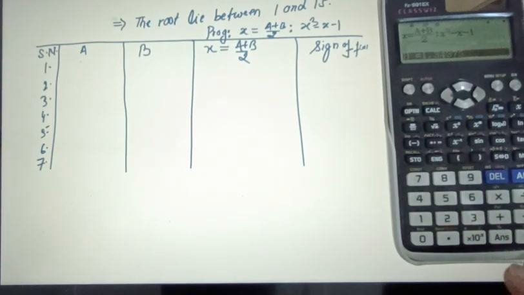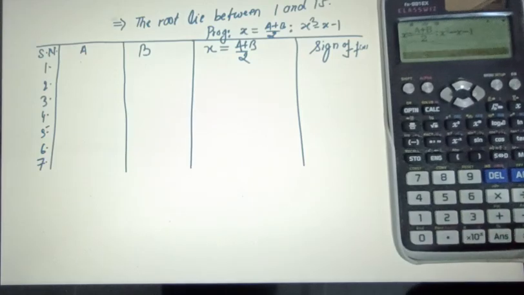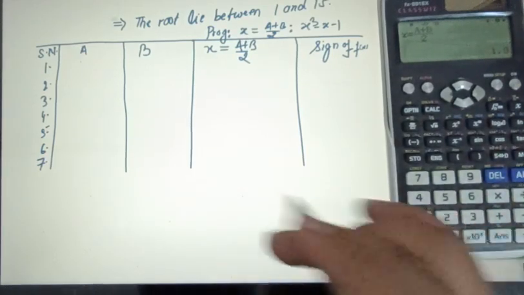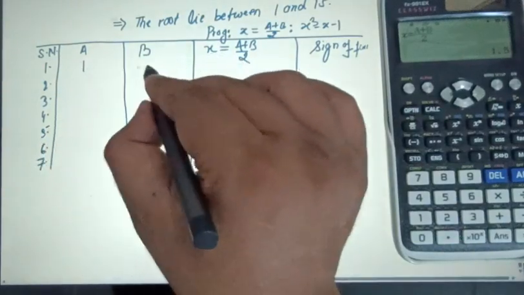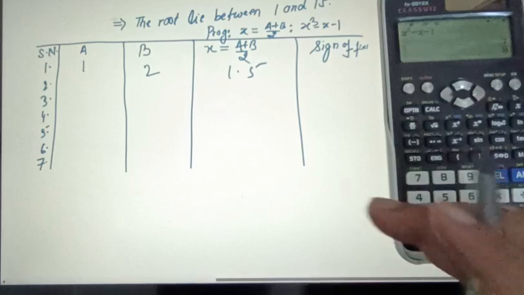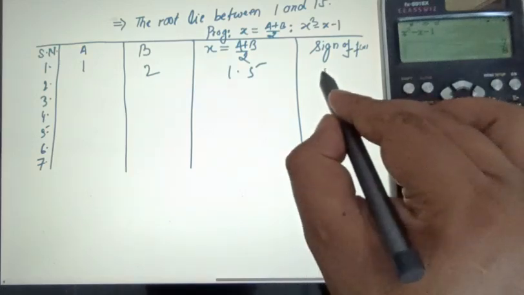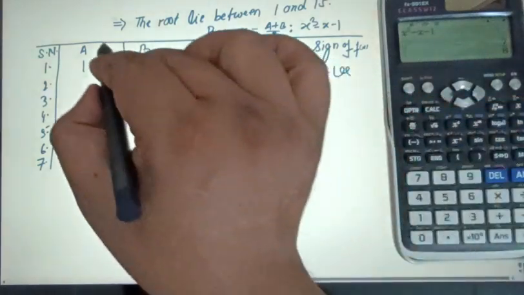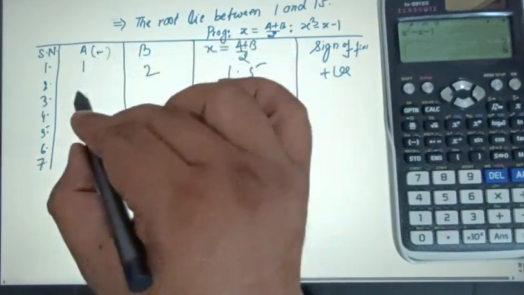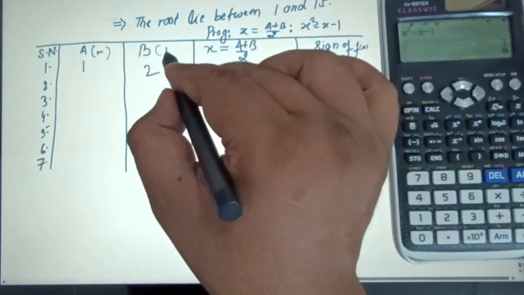So what will be the value of b? That is 2. So you will get the value of x, and the value of x is 1.5, right? So it is 1, then 2, then 1.5, and then again press equal. You can find the sign of the function, that is positive, right? So at the point 1, initially we started, it was negative, and at the point b it was positive.